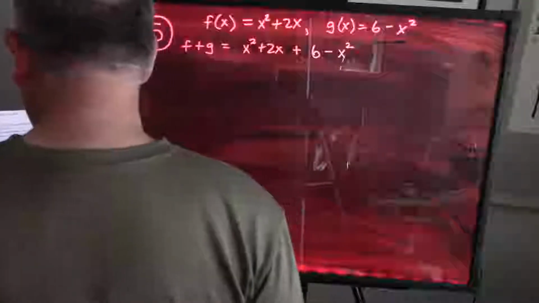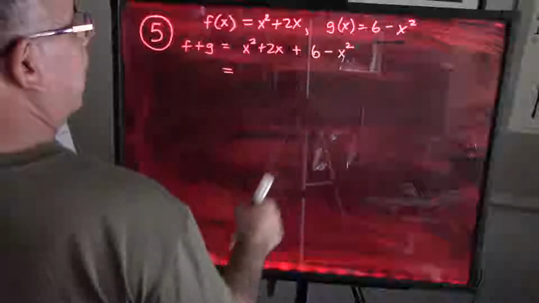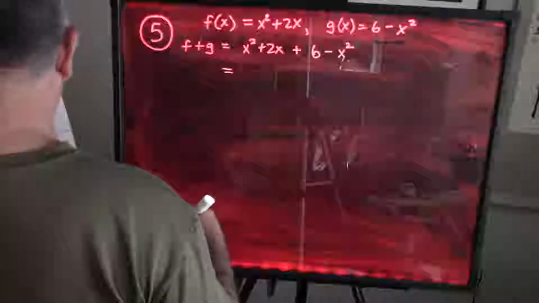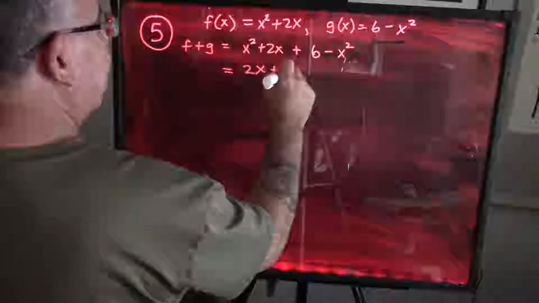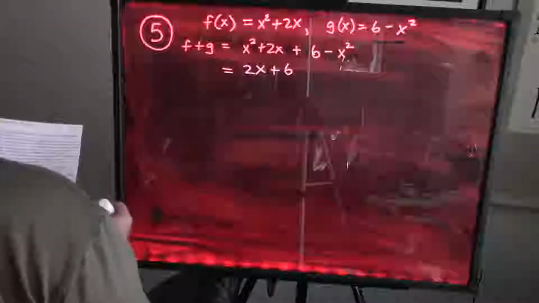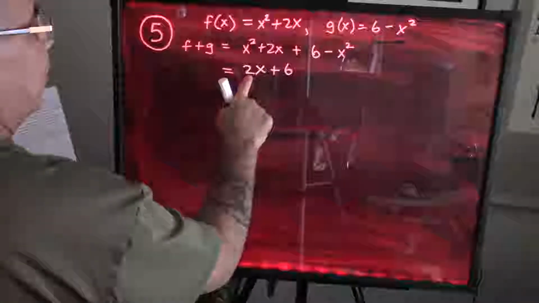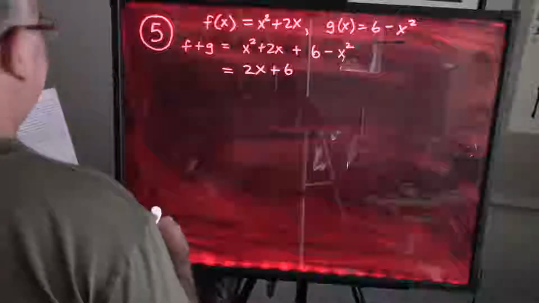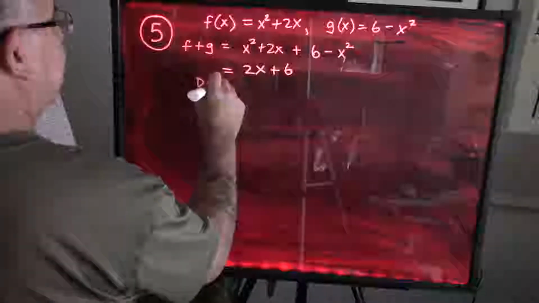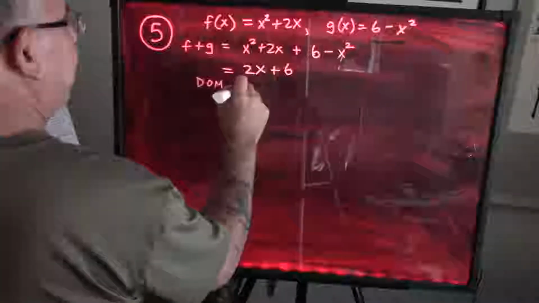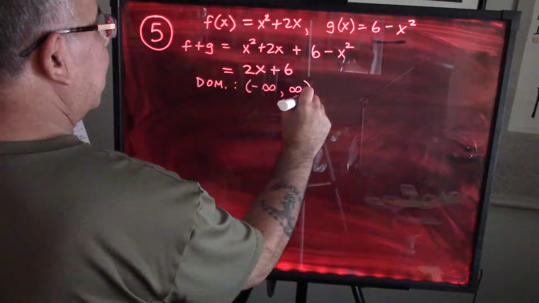And there's f plus g. So this is equal to, just add the like terms, right? X squared minus x squared is 0. And that leaves you with just 2x plus 6. And that's all the simplifying you can do there. So there you go. The domain of this, well, this is a line written in slope-intercept form. The slope is 2 and the y-intercept is 6, a straight line. And of course the domain for that is negative infinity to infinity, or all real numbers.